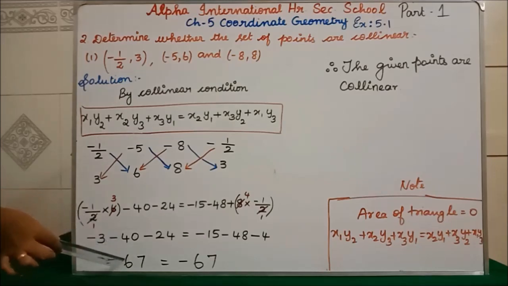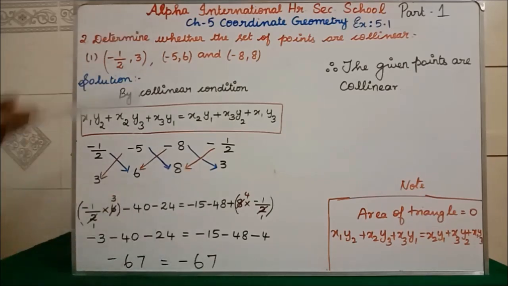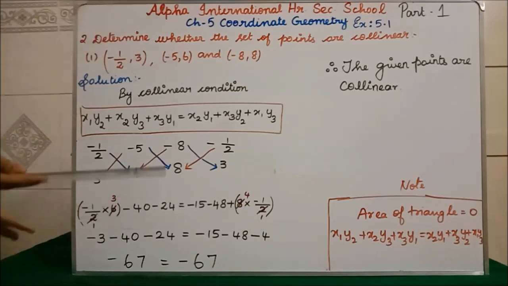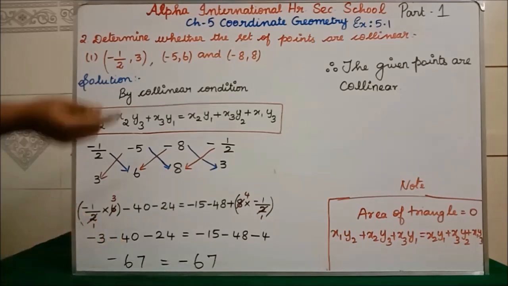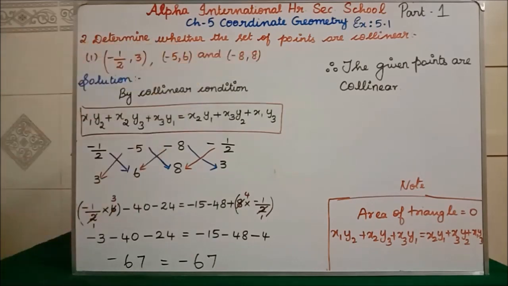Here if you get LHS equal to RHS, you are going to write the given points are collinear. If you get LHS not equal to RHS, you are going to write the given points are not collinear. Clear? Here we have got LHS equal to RHS. So we have written the given points are collinear. With this the second problem is over. I have done the first subdivision. You are going to do the second subdivision as homework.